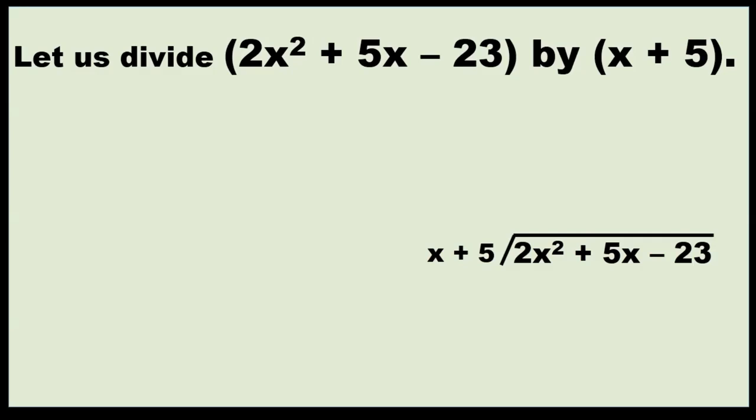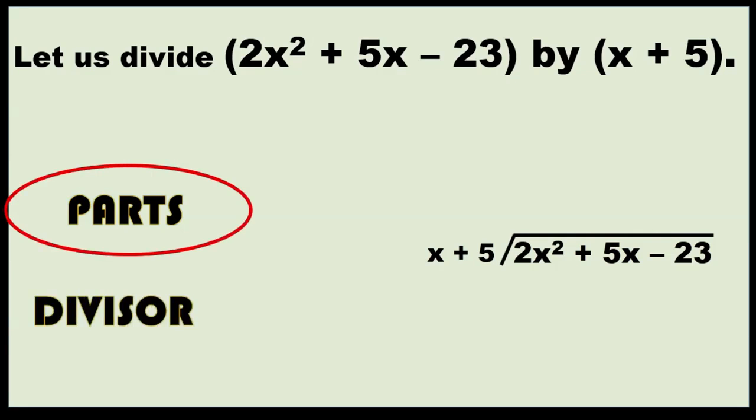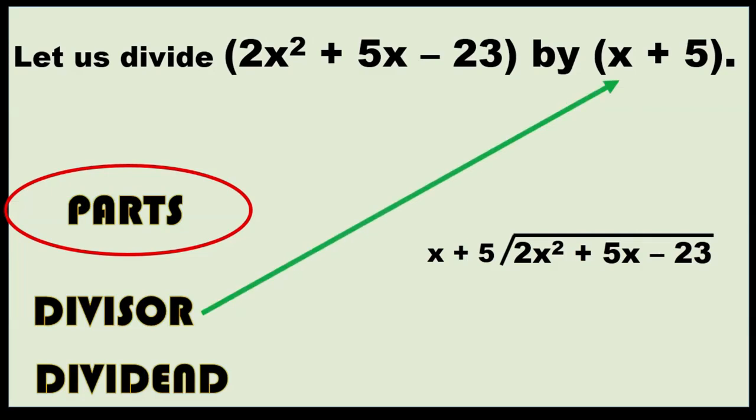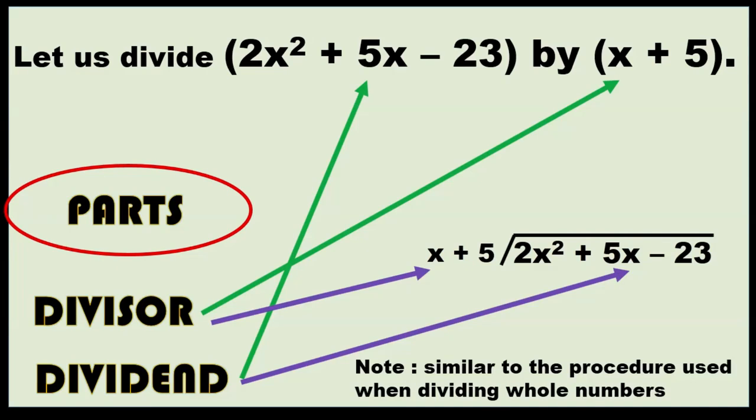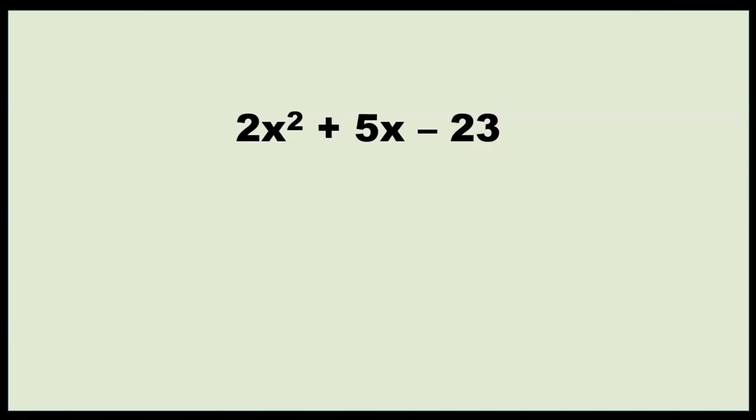Let us divide 2x squared plus 5x minus 23 by x plus 5. First, we're going to identify the parts, the divisor and the dividend. The divisor is x plus 5 and the dividend is 2x squared plus 5x minus 23. Note that dividing polynomials is similar to the procedure used when dividing whole numbers.